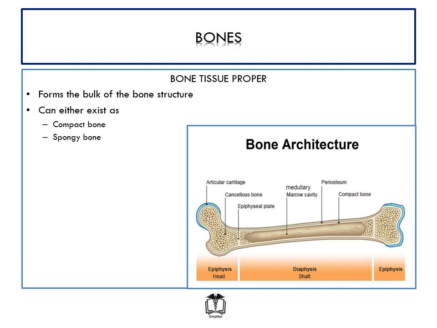So let's talk about the bone tissue proper. Bone tissue proper is the middle layer of bone in terms of organization. It forms the bulkiest part of the bone structure. It is also divided into two parts. We have the compact part, which is the outer portion of the bone tissue proper, and we have the spongy part, which is the innermost part of the bone tissue proper. The spongy part of the bone is also known as the cancellous bone.